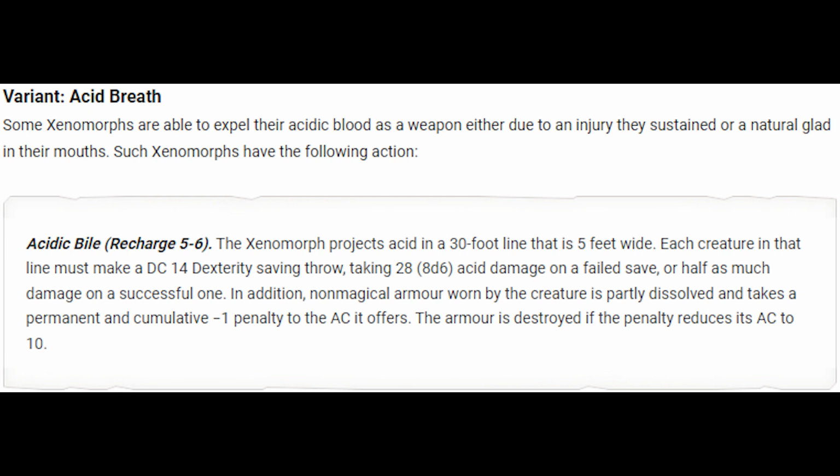In addition, regardless of success or failure, non-magical armor is degraded by the acid. It gains a permanent and cumulative -1 penalty to its AC, and if that reduces it to an AC of 10, the armor is destroyed. The Xenomorph is a very dangerous monster, and one that only the most equipped adventurers will have a chance of withstanding.